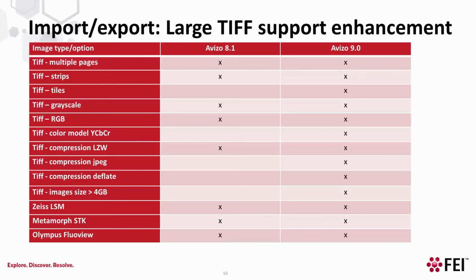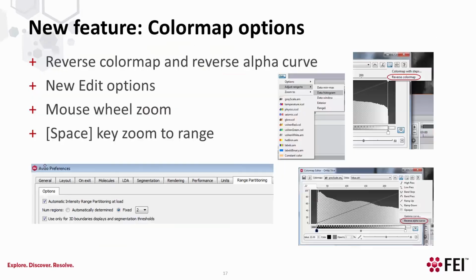So our TIFF support now includes support for tiled files that were not possible before. Different color models are also supported. New compression models are also supported, but most importantly, we are able to load TIFF files that are larger than 4 GB. That was not possible before Avizo 9.